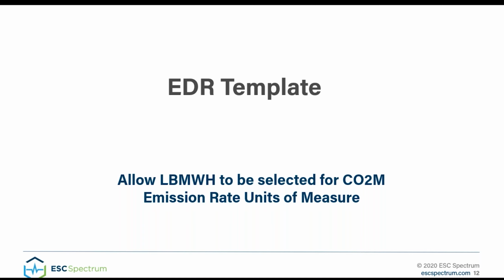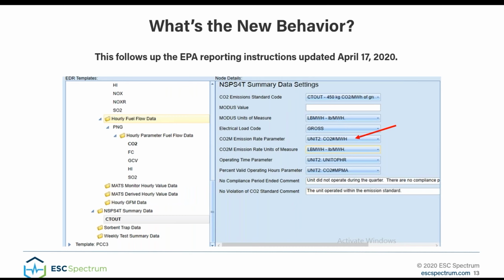EDR template. Allow pounds per megawatt hour to be selected for CO2M emission rate units of measure. In Stack Studio, the CO2M emission rate units of measure can now be selected as pounds per megawatt hour. And you select this option as needed when configuring NSPS 4T summary data elements. And this follows up the EPA reporting instructions from April 17th, 2020.